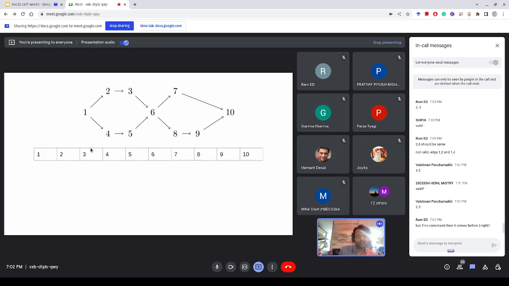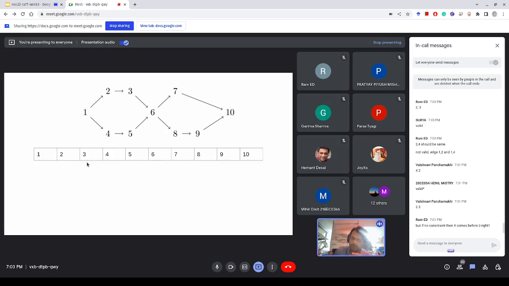Now this is only one such valid topological order. It is indeed valid. If people have a doubt about it, you should really ask right now. This is a valid topological order, but this is not the only one. So Ram, you are asking 4 before 3. In this one, if 4 actually comes before 3, then you'll see all the edges are again going from backward to forward. So it is indeed a valid topological order.